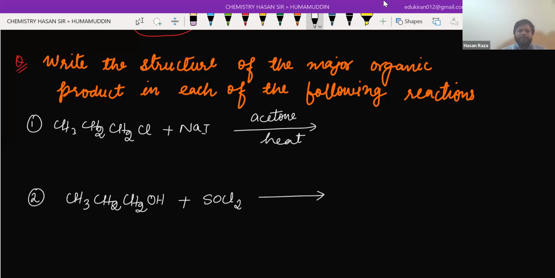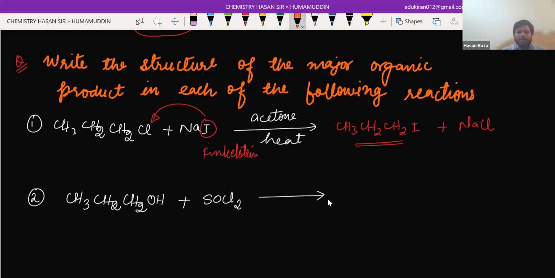Very good. It is again the Finkelstein reaction. You can easily go for this Finkelstein reaction. Exchange of halogen will take place, and you will get CH3, CH2, CH2I. The byproduct will be NaCl. So, iodopropane, or 1-iodopropane.